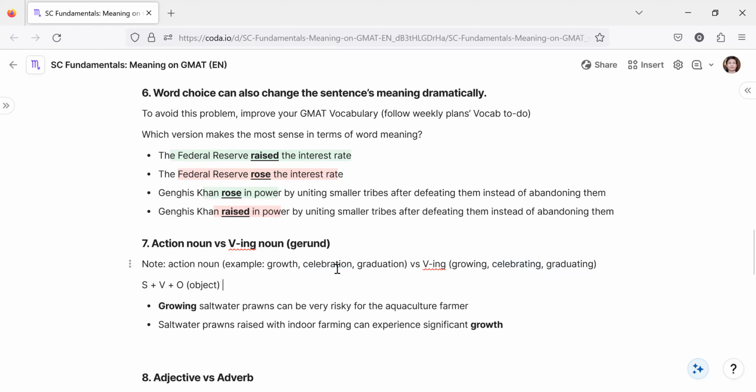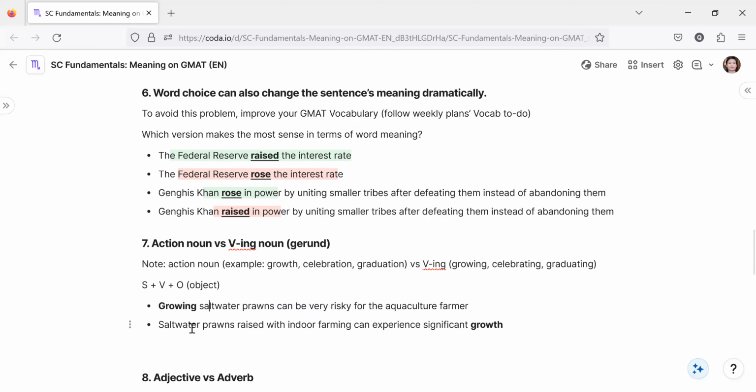So you've got to pay attention to that when you look at GMAT SC, especially when there are answer choices where one uses an action noun and the other uses a verb-ing form of the same verb. Let's look at these two sentences and see how they are actually different. Growing saltwater prawns can be very risky for the aquaculture farmer. In this case, growing is in the verb-ing form, and it's talking about the action of growing saltwater prawns, like taking care of them, feeding them, treating their diseases, etc.